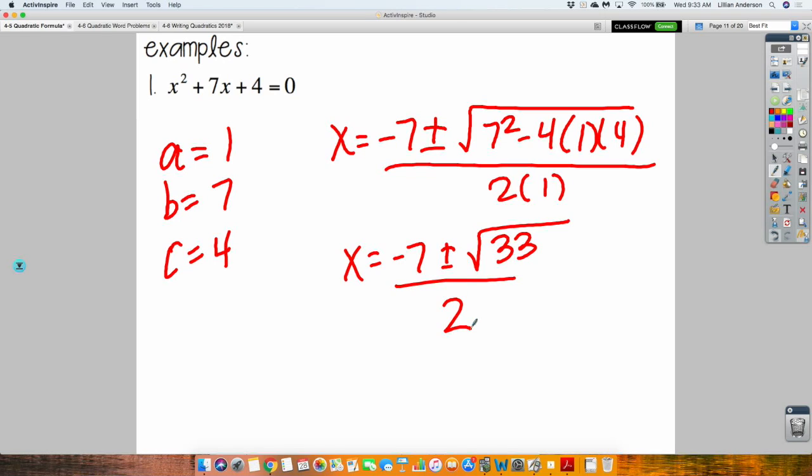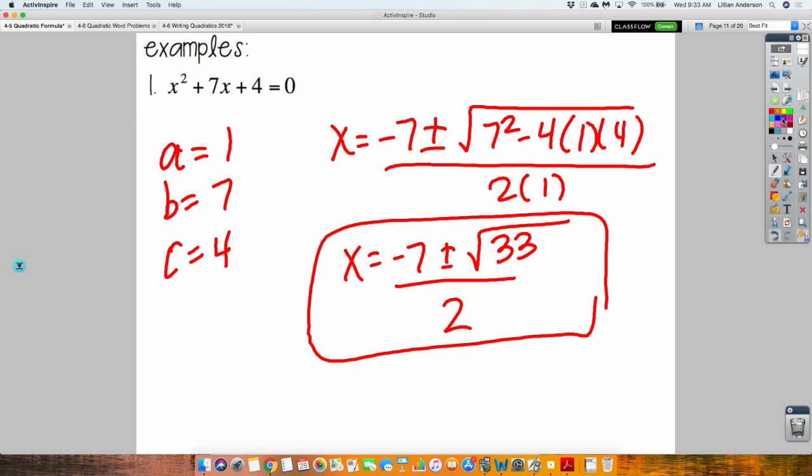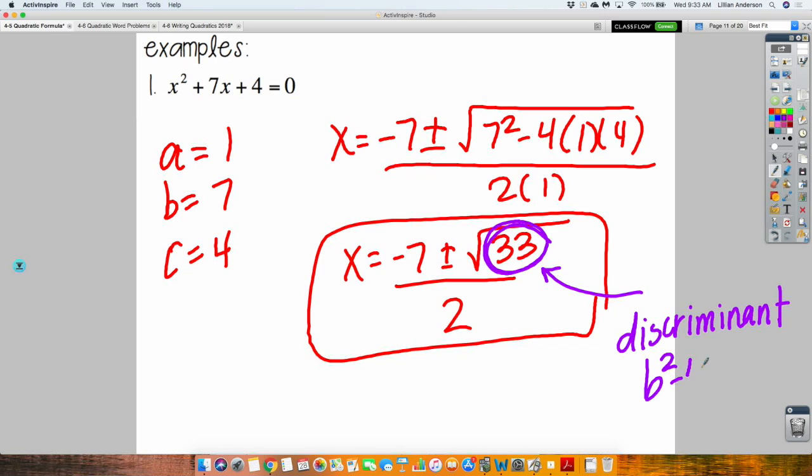The reason why I only asked for this specifically, this right here has a special name. I want you to add this to your notes, and please make sure you add it in pencil or pen, not the marker. This is called the discriminant. The number underneath the radical is called the discriminant. It's what you get when you do b squared minus 4ac. It tells you what type of answers you're going to have.